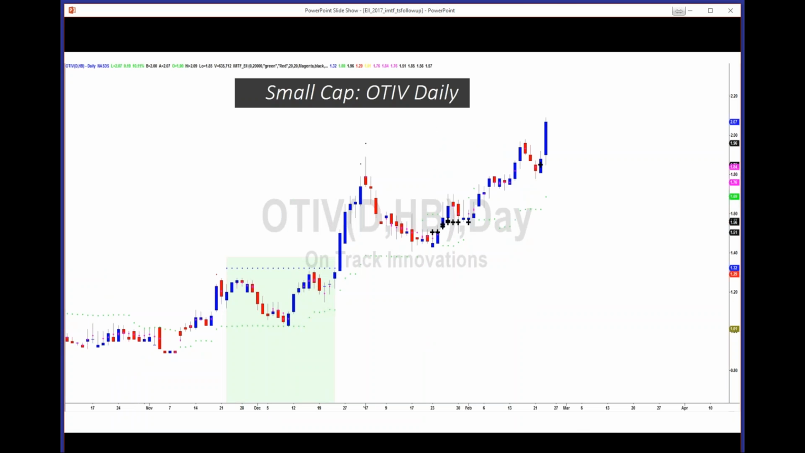Here's a small cap stock, OTIV. You can see OTIV here. It really didn't pull back at all to anything here. It broke out. So this is a stock that broke out. Notice one thing. It broke out and then basically pulled back and then broke.